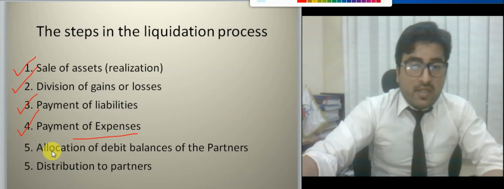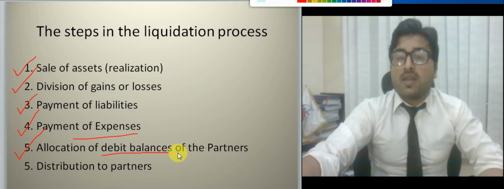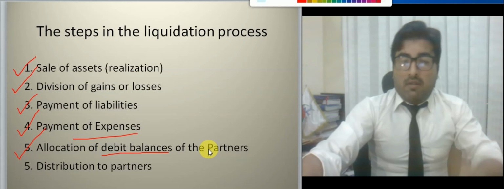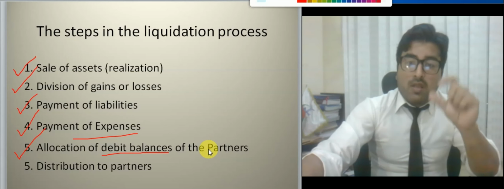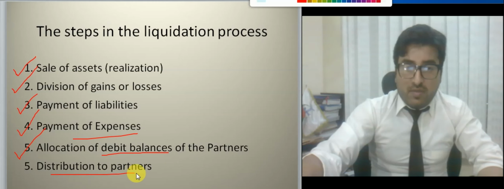We will discuss this practically, and then we allocate a debit balance or negative balance. Coming up, inshallah, we will explain in detail what a debit balance is. Whenever a partner's balance becomes negative, the negative is called a debit balance, followed by distribution to partners.